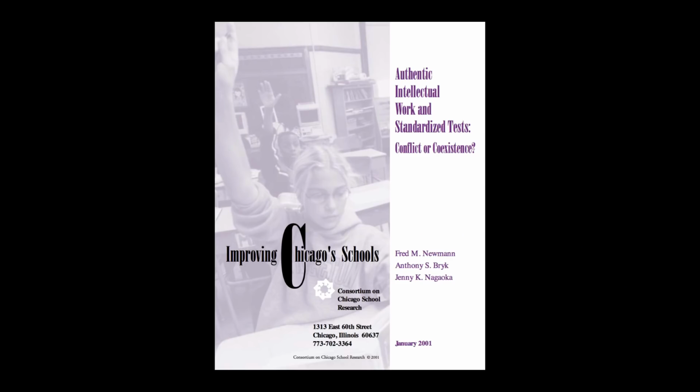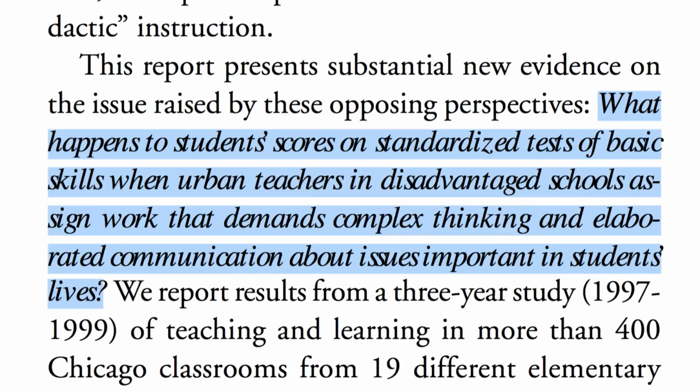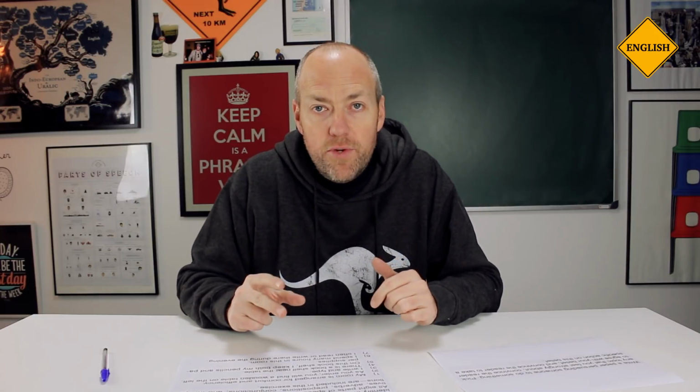In 2001, 3 researchers released this paper. They looked at Chicago's public schools and asked a very simple question. What happens to students' learning when teachers assign work that demands complex thinking and elaborated communication about issues important in students' lives? And the results are incredible. So what did the researchers do? Well, they looked at all of the classroom assignments in Chicago's public schools and divided them into 2 categories: high quality and low quality work.